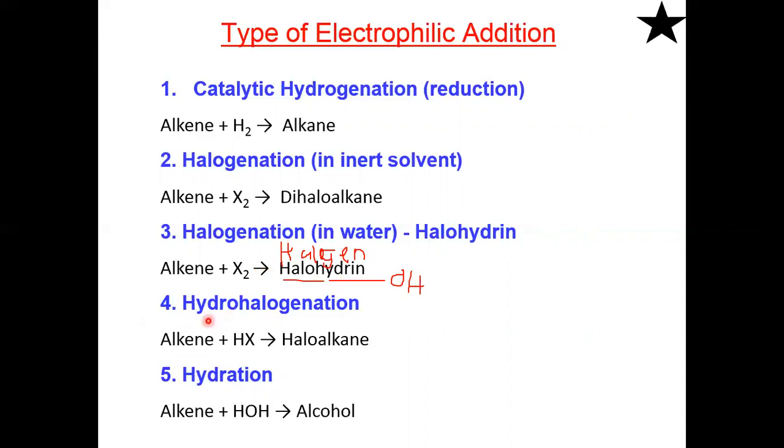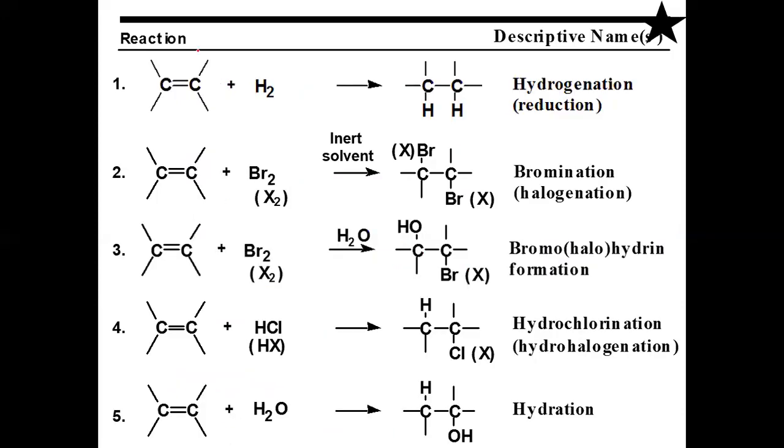So the fourth one, hydrohalogenation. So kamu ada hydro means hydrogen. Hydrogen and halogenation. So you're adding a halogen and a H in your structure. H dengan X dekat situ. So it will make a haloalkane. So the final one is hydration. Alkene tambah dengan air, dia akan convert jadi alkohol. So this is the summary of your reaction.